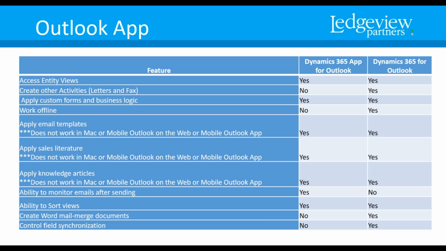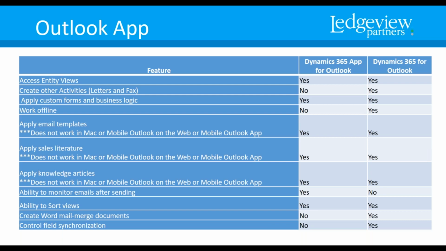The ability to monitor your emails after sending, Outlook app can do that. You can sort views. You can create, that's what you can do in the app. Two things it does not do, though, is create Word mail merge documents, which mail merge is being deprecated, that is going away, and you cannot control field synchronization. And that's a lot of features that I went through in terms of Dynamics 365 app versus the Outlook client.